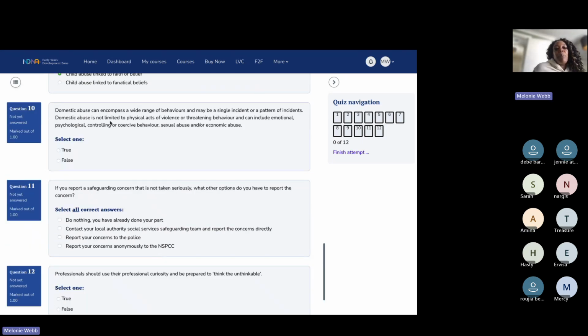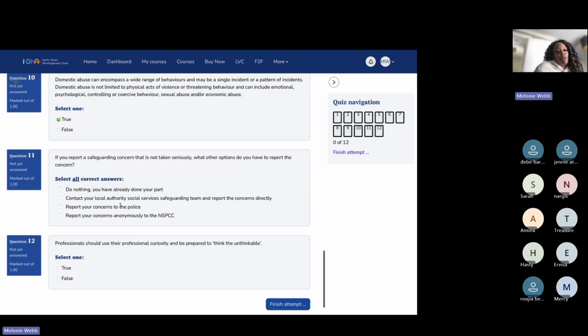Domestic abuse can encompass a wide range of behaviours and may be a single incident or pattern of incidents. Domestic abuse is not limited to physical acts of violence or threatening behaviour, and can include emotional, psychological, controlling or coercive behaviour, sexual abuse and or economic abuse. You might want to read that in your head. I think it's true. Yeah, true.